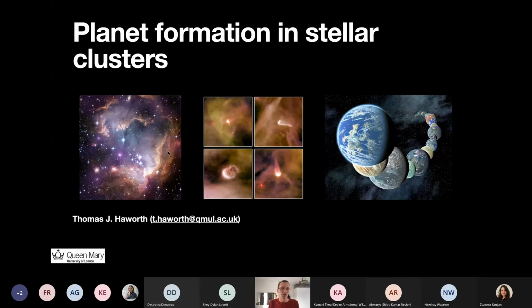Okay, so this talk is going to be looking at things on the scales of star formation, and how clusters of stars are born, right down through to how planets are born, and how these things all link together. So we're looking at planets in the context of this bigger picture.